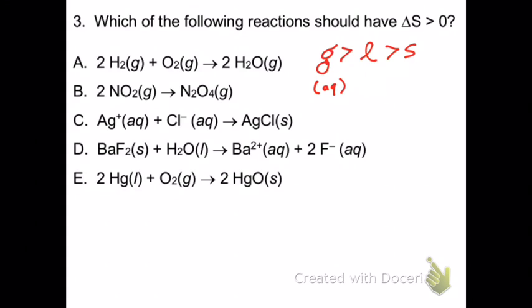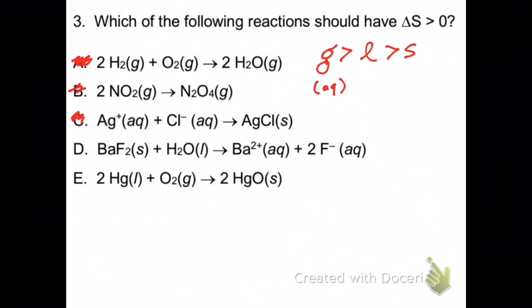So if we go through choice A, we go from 3 moles of gas to 2 moles of gas. No, that's going to be a decrease, so we can get rid of this answer. In choice B, we go from 2 moles of gas to 1 mole of gas. Again, that's a decrease. In choice C, we go from 2 moles of aqueous to 1 mole of solid. No, again, that's going to be a decrease.